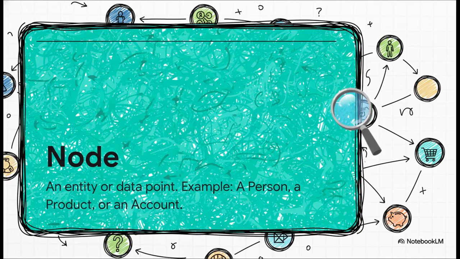So, how in the world does this work? Let's build the idea from the ground up. The very first piece of the puzzle is what's called a node. Just think of a node as any individual thing. A person, a product, a company, a bank account. It's the dot on the map.